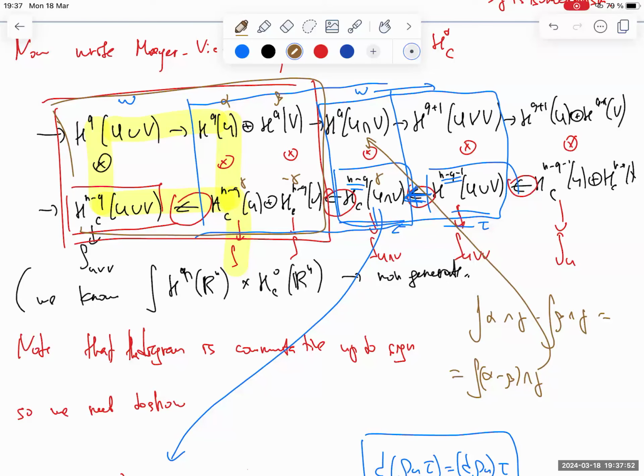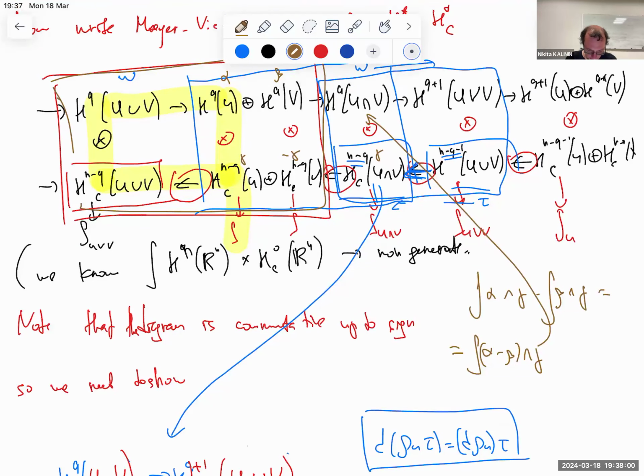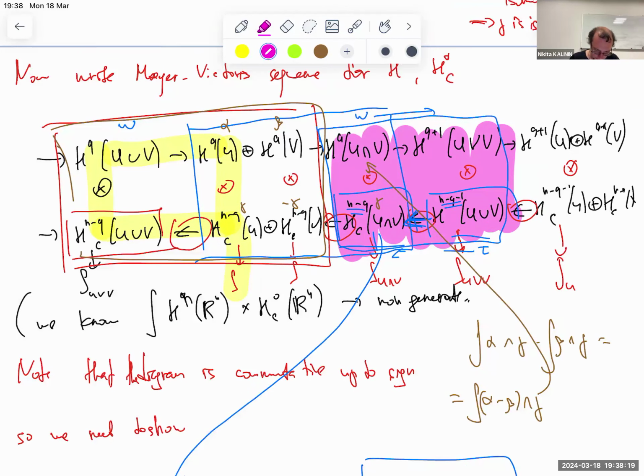Could you please explain one more time about the non-trivial case, the first square? Okay, so let's try. So we have this square. Okay, another color. So we just want to prove that if we have any form omega here, and any form tau here, and we pair them in two different ways, we have the same result up to sign.